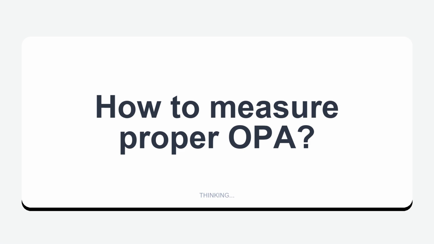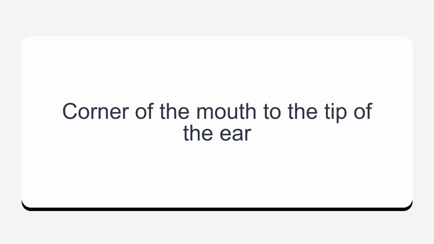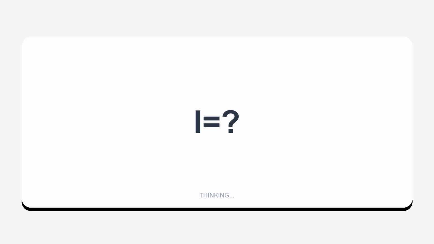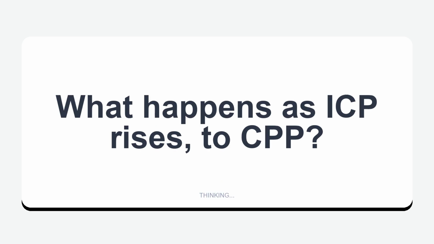How to measure proper OPA. Corner of the mouth to the tip of the ear. I equals inspect back. What happens to CPP as ICP rises? It decreases.